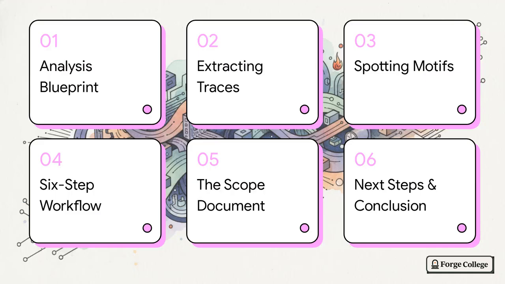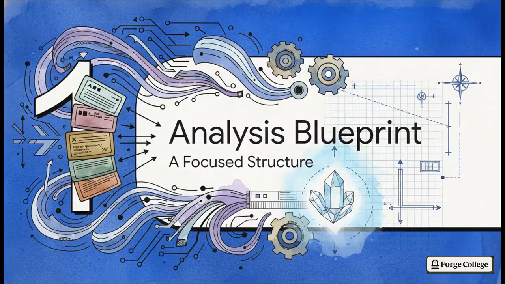So, here's our master plan for today. We'll start with the blueprint concept, move into extracting traces, then spotting motifs, cover a 6-step workflow, and finally build our scope document. Okay, Section 1, the Execution Analysis Blueprint. Let's get right into it.